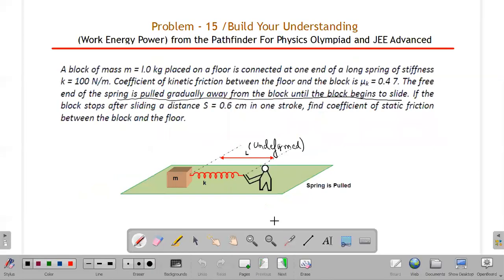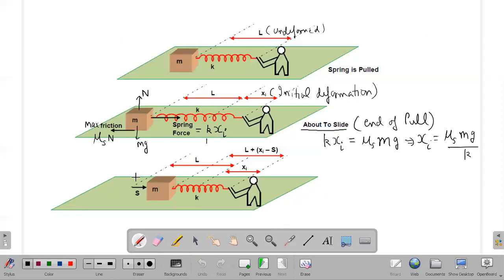Now after that, the question says that the block stops after sliding a certain distance in one stroke, and we have to find mu s. So the block moves forward by a distance of s, and then it stops. That means this line was the initial place of the block. The block was initially placed at this point, and from there it moves forward by a distance of capital S, and then it stops.